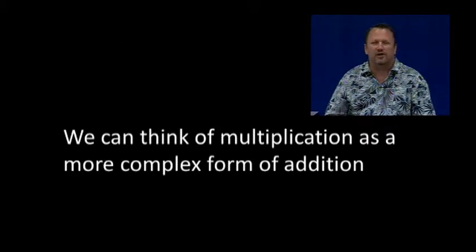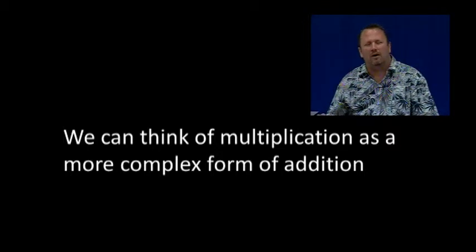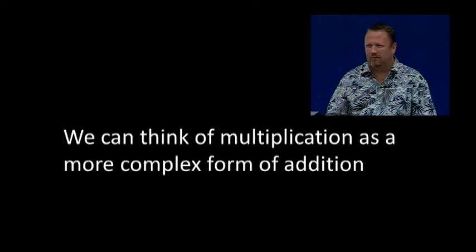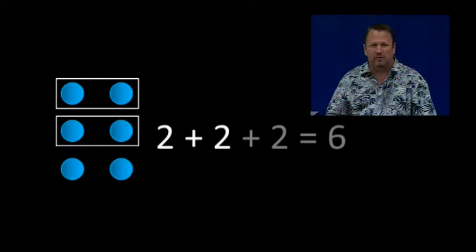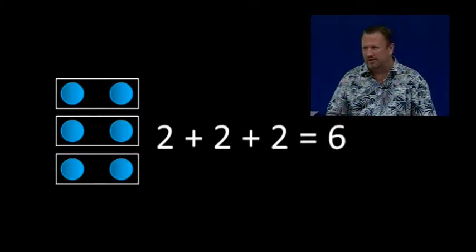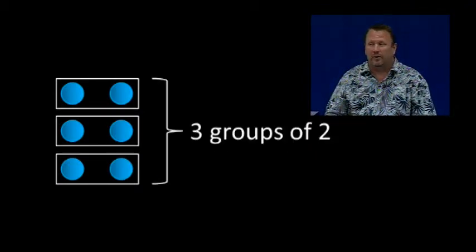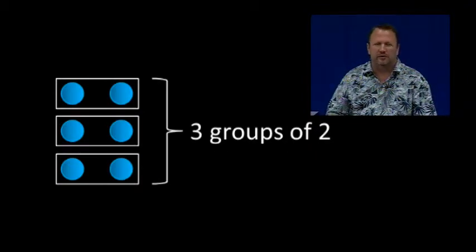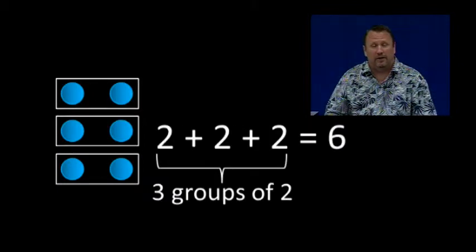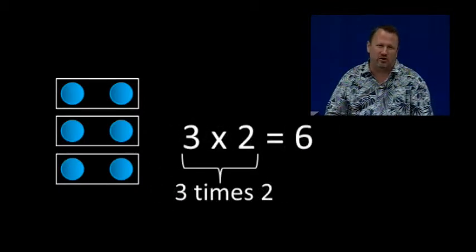We can think of multiplication as a more complex form of addition. For instance, here is 6. 2 plus 2 plus 2 is equal to 6. Notice we have 3 groups of 2. And we can write that as 3 times 2 is equal to 6.